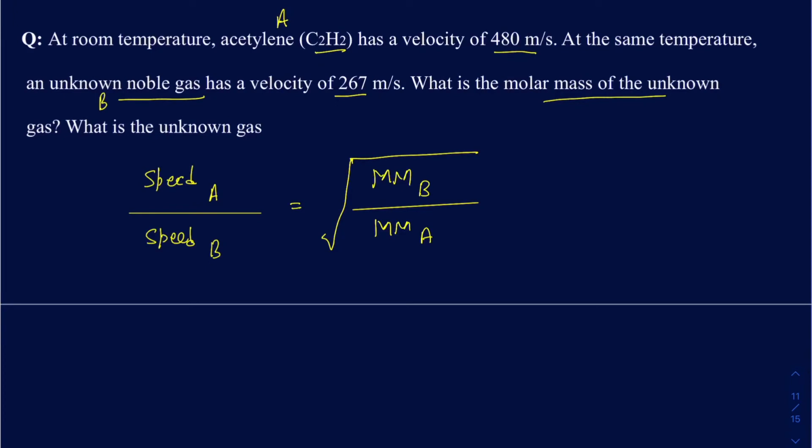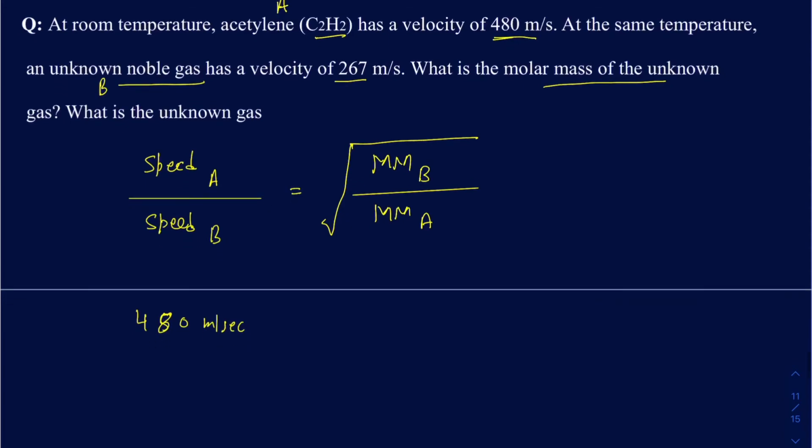I know the speed of gas A, which is acetylene, so that's going to be 480. So let's go ahead and plug those values in. So 480 meters per second. And I also know the speed of gas B, which is going to be 267 meters per second. I'll set that equal to their molar masses. I don't know the molar mass of the unknown gas, so I'll just leave that as it is. So the molar mass of B, divided by the molar mass of acetylene, which is gas A.